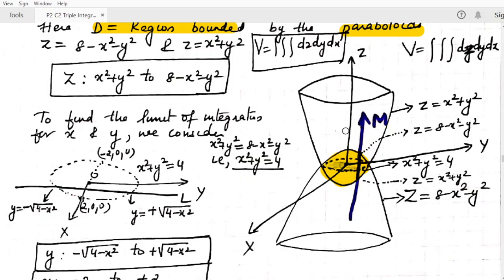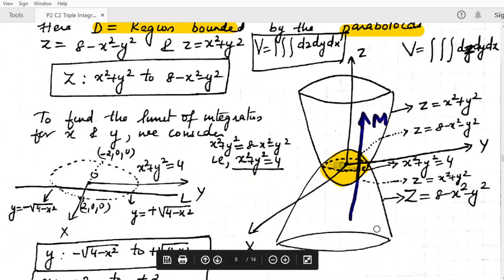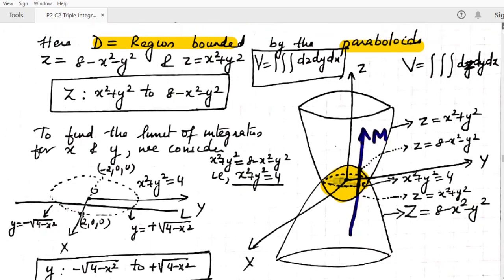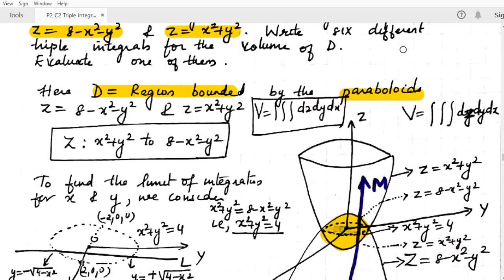So now we have to find which paraboloid is in the upward direction and which paraboloid is in the downward direction. To see that, we always have to do it a particular way. Whenever you are given a paraboloid, you have to consider x square plus y square equal to.